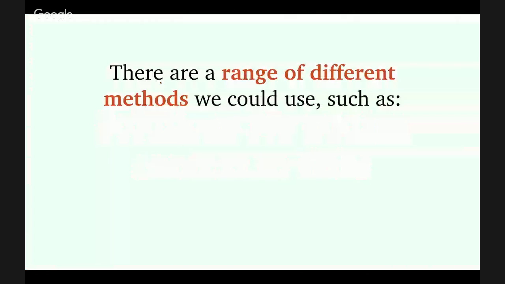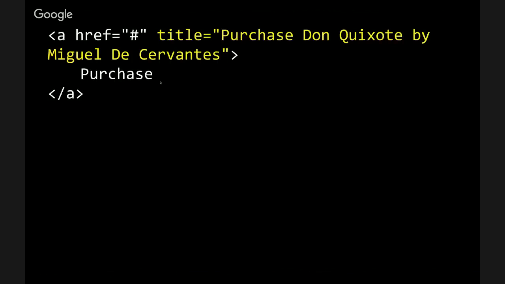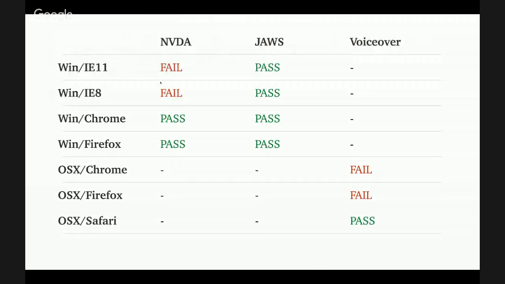So the first one is you could use an A element with the title. This screen shows a series of tests that I've run for this, and it's in various columns. So we've got an NVDA, JAWS, and a VoiceOver column, and then down the side we have the various browsers that I've tested in. And you can see that this fails in WinIE11, WinIE8, and it also fails for NVDA, and it also fails in Chrome and Firefox for VoiceOver.